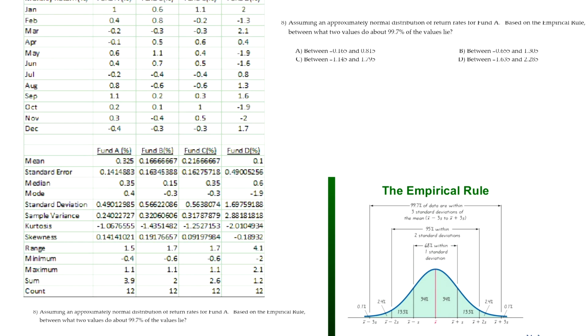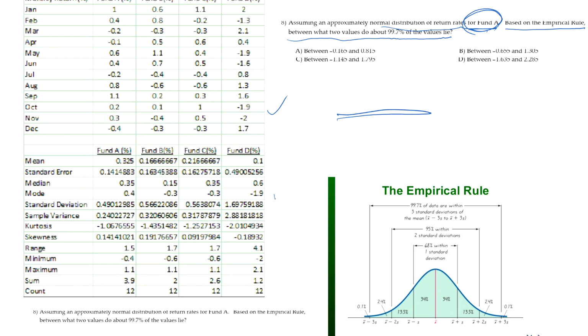Hi, we are solving question 8 of the Stat 3309 exam review, and the question says, assuming an approximately normal distribution of rate of returns for fund A, based on the empirical rule, between what two values do about 99.7% of the values lie. So they are asking between what two values our mean rate of return lies for fund A.